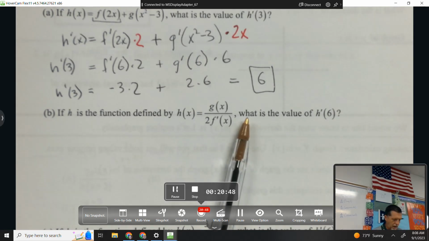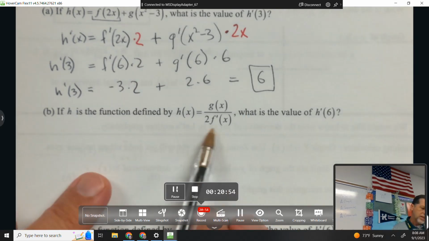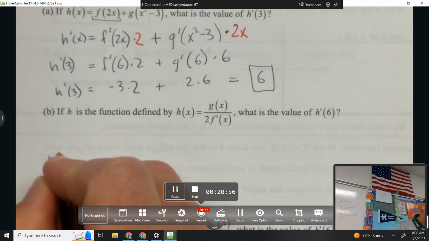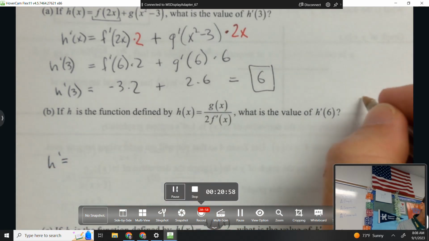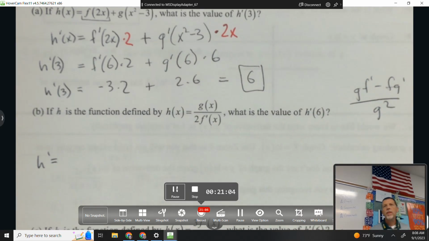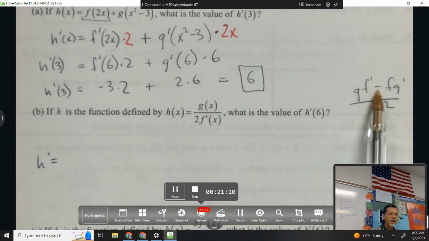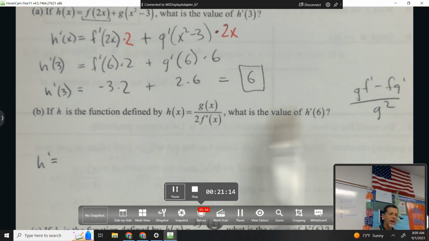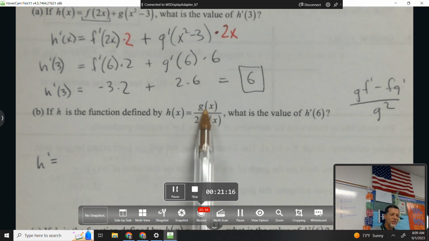So I need to figure out H prime. I'm going to write it out to the side. G F prime minus F G prime over G squared. This is where it might have been helpful if you memorized it the other way. Low D high minus high D low over low squared. So I've got to apply this to G and F where things are backwards.